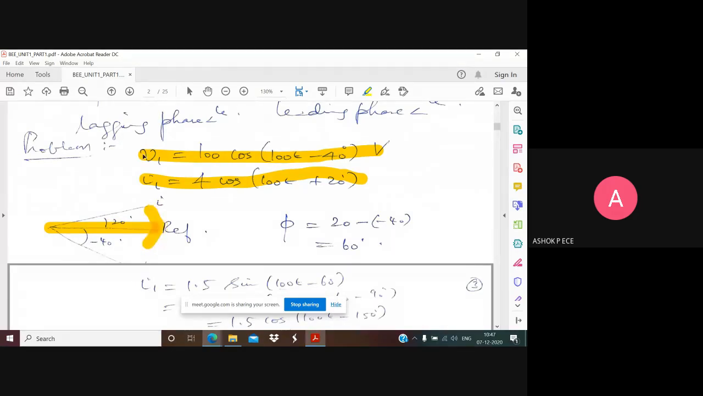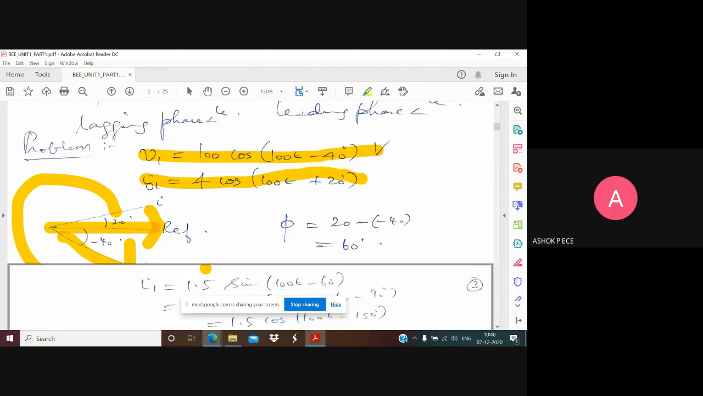So if I plot this V1, it is minus 40, which means it is lagging. Lagging means you have to mark it below. You know, angles, when you go this way, are positive, and when you go this way, are negative. So it is minus 40 degrees, and I am going to plot it here like this, minus 40. This is your voltage.